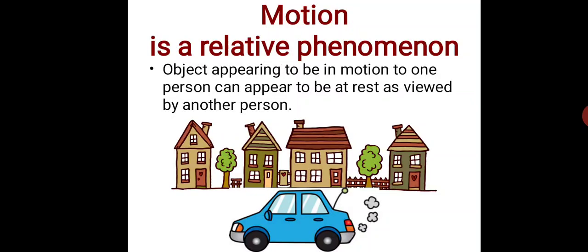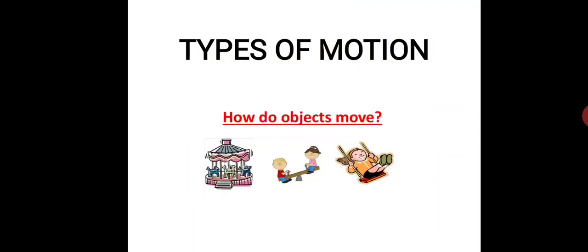So it depends upon the person how the object is actually seen, whether it is at rest or in motion. Okay, children, it is at rest if you stand and view it, or it is in motion if you are moving in a car. So we call this a relative phenomenon. We are relating it; it depends upon the person's view. So motion is always a relative phenomenon.